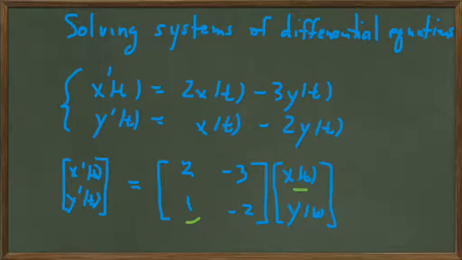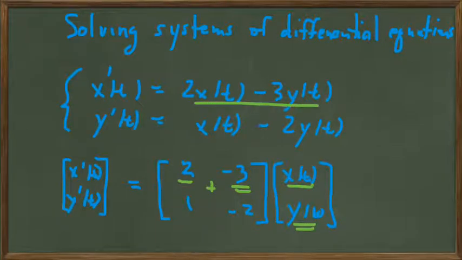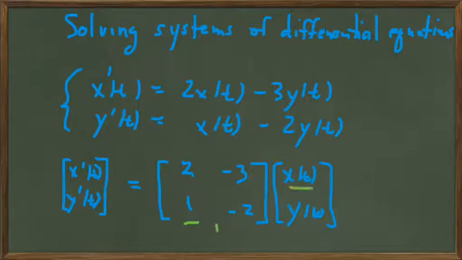So again, let's go through that again in case you've never done matrix multiplication. It's 2 times x of t plus minus 3 times y of t, and that gives this equation here. And then for the second row, it is 1 times x of t plus minus 2 times y of t, which gives this.